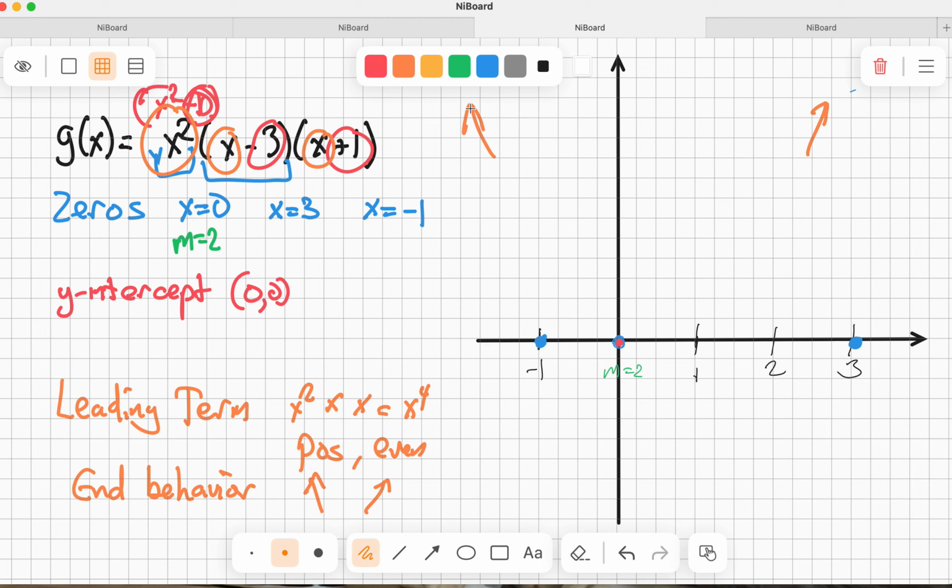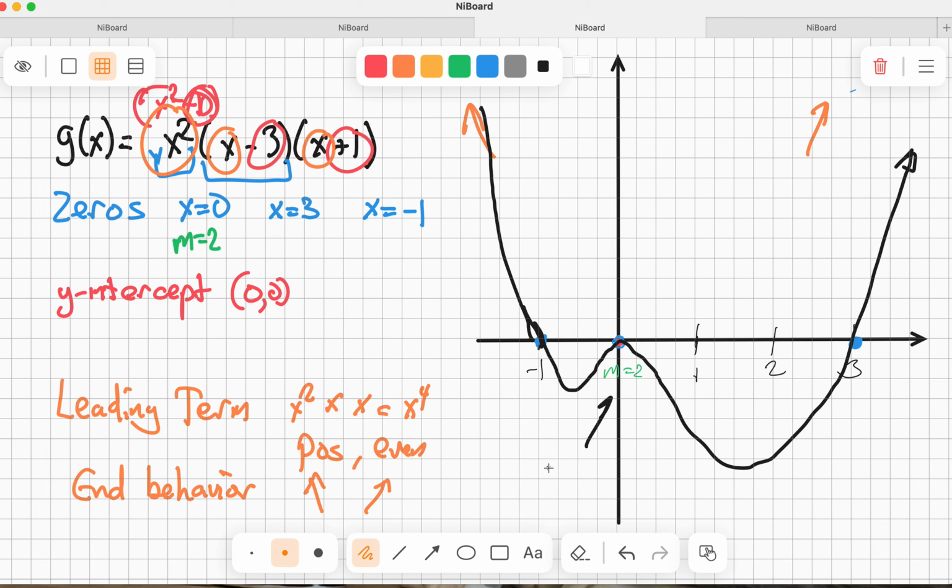So we're going to start up. It's going up on this end, so it's going to come down to the -1. That has a multiplicity of 1, so it's just going to punch on through. It curves around to hit this 0, but since that's a multiplicity of 2, it's going to bounce. So it's going to hit that and come back down until it can come back up to go to 3, and then we have our end behavior going in that direction. So again, multiplicity of 2, if it's an even multiplicity, that's where it's going to bounce. If it's odd, it's going to punch on through.